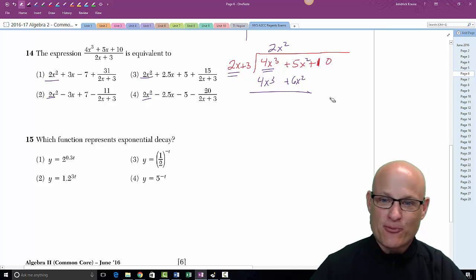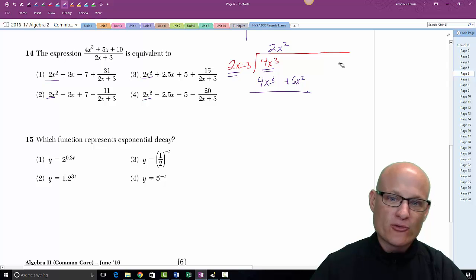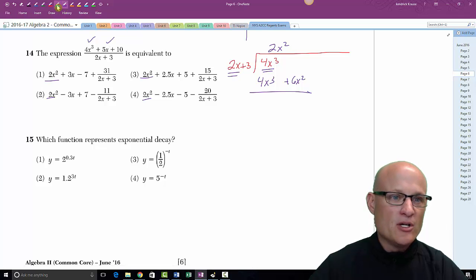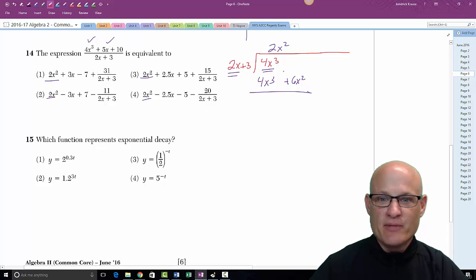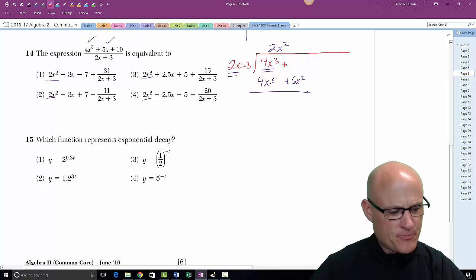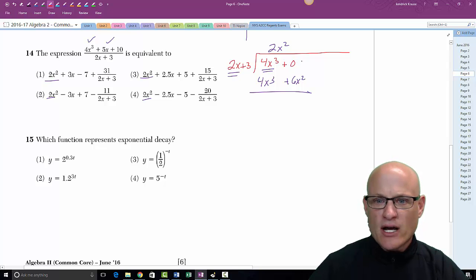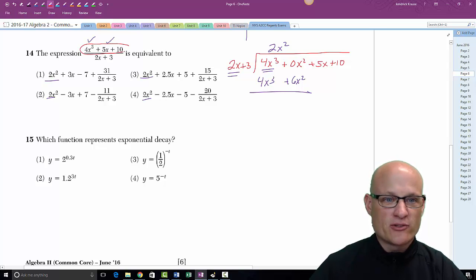Oh, that's a tricky problem right there, my friends. Woo! Almost screwed that up. See, this is cubed, and this is x. That's a problem. We have to actually put in a missing piece. So plus 0x squared plus 5x plus 10. Ooh, almost forgot to do that. That would have been ugly, because notice there's an x squared term missing.